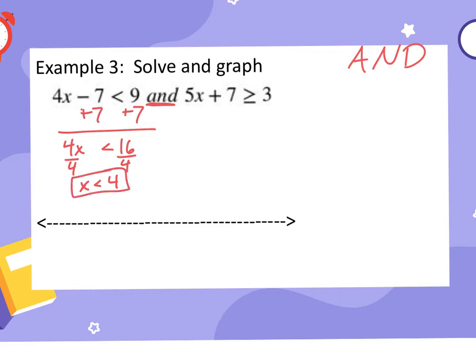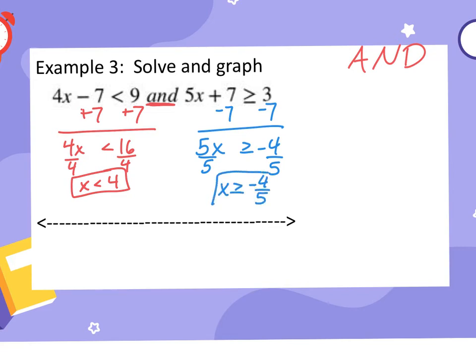Okay, moving right along to the next one. Subtract 7 on both sides. 5x is greater than or equal to 3 minus 7, which is going to be -4. And then we want to divide by 5, and we end up with x is greater than or equal to -4/5. Leave it as a fraction. I mean, you can give me a decimal, okay, but I don't really need one. The fraction works just fine.